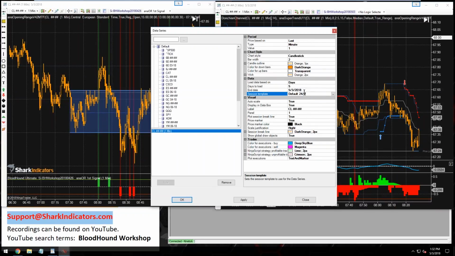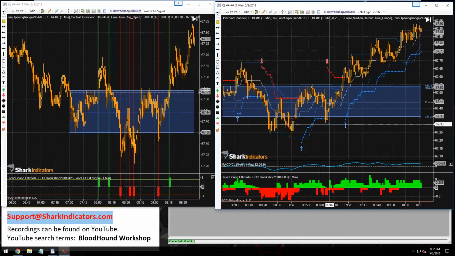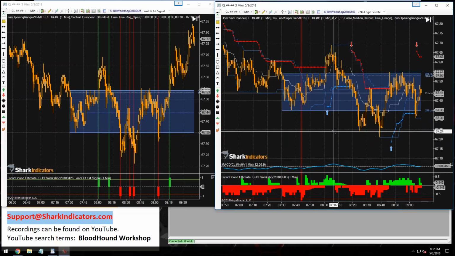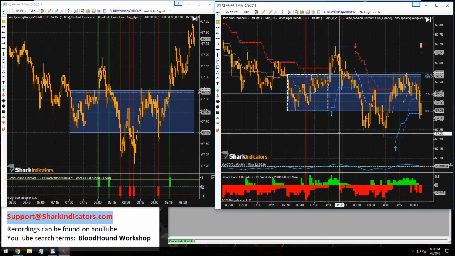My charts usually are using the default 24/7. So to get this OpenRange indicator to work properly, you need to use the instrument settings. There we go. All right, great. So there's our opening range for oil.